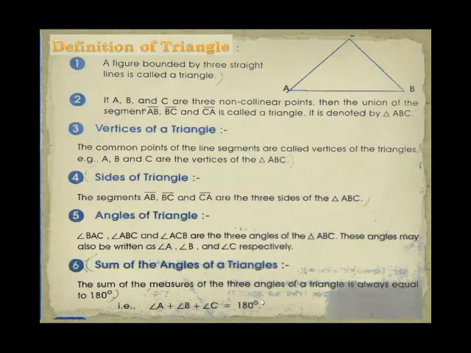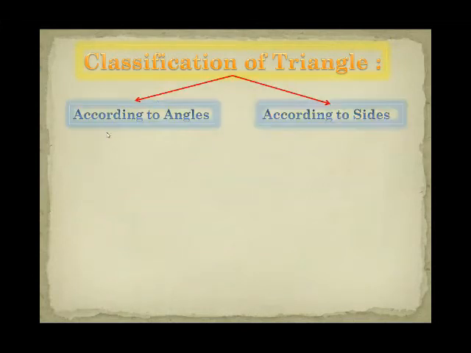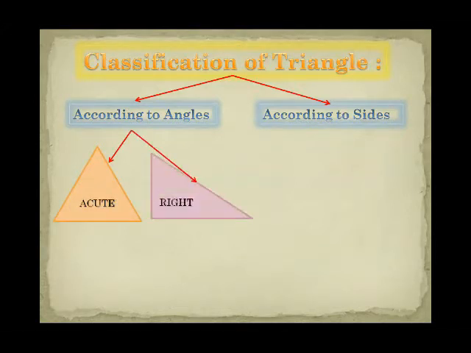Okay, now students, we move towards the classification of a triangle. The classification of a triangle is further divided into 2. The first one is according to the angles, and the second is according to the sides. Now this one is according to the angles. We have, first, the acute angle, second, the right angle, and third, the obtuse angle.